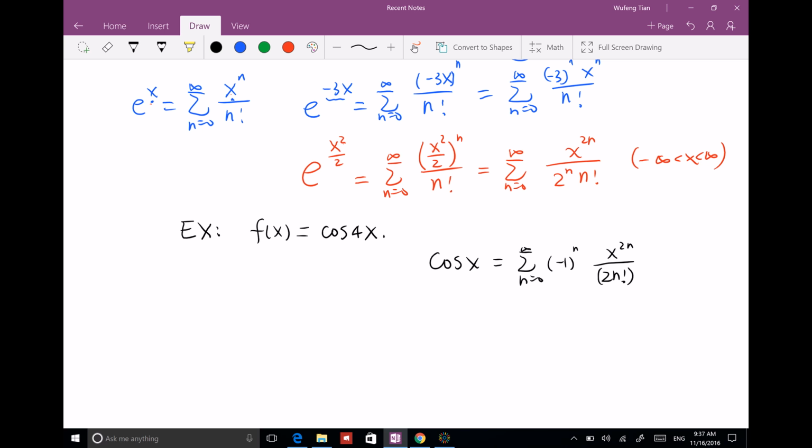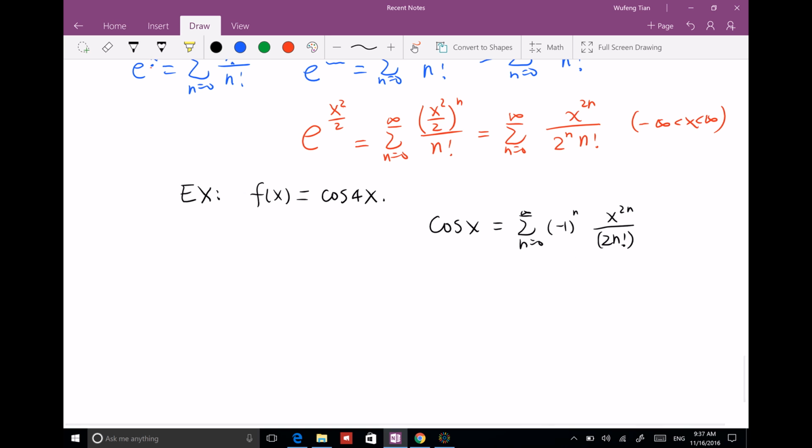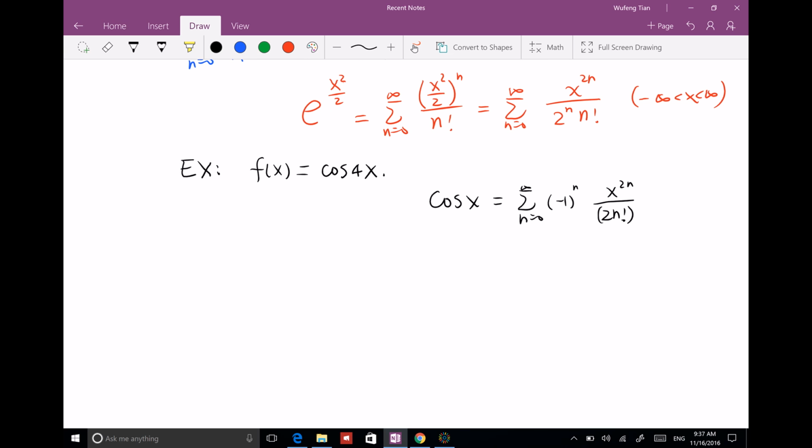Okay, are you done? Alright, I'm going to call a student here to tell me how you did this one. Travis, could you please tell me how you did this one? Well, I used the formula you gave. And you get the sum from n equals 0 to infinity of negative 1 to the n, 4 to the 2n times x to the 2n over 2n factorial. Okay, perfect. And x is less than infinity and bigger than negative infinity.